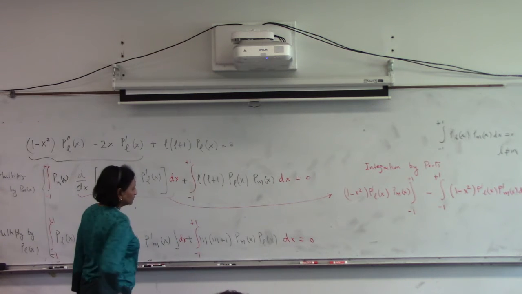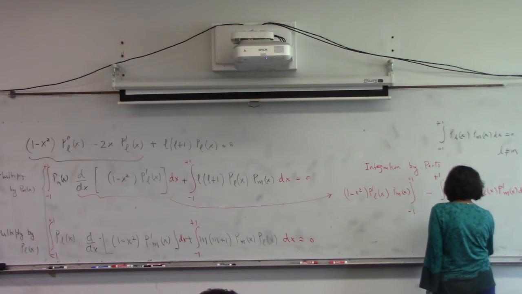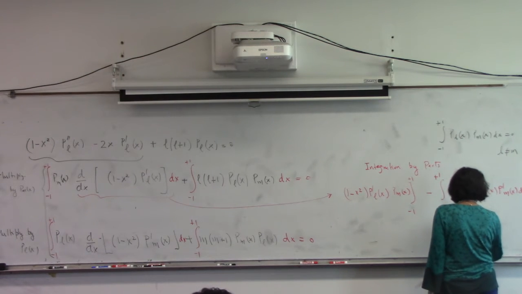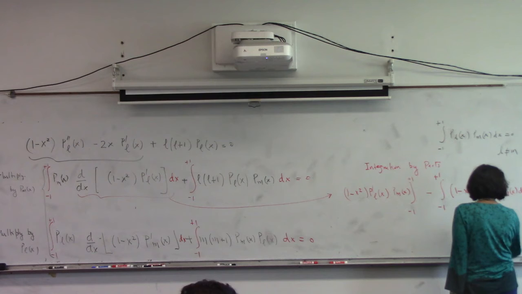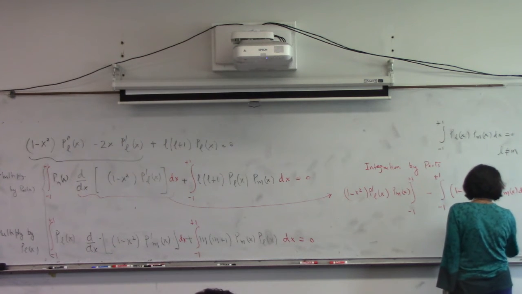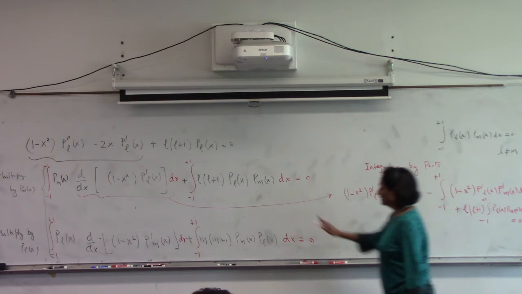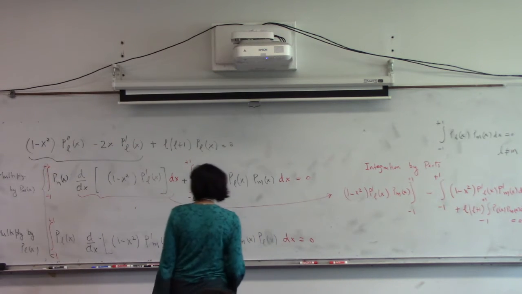Of course I have that also. Maybe I can write it so that you just get plus l times (l plus 1) times the integral from minus 1 to plus 1 of P_l(x) P_m(x) dx equals 0. So this expression has become that.